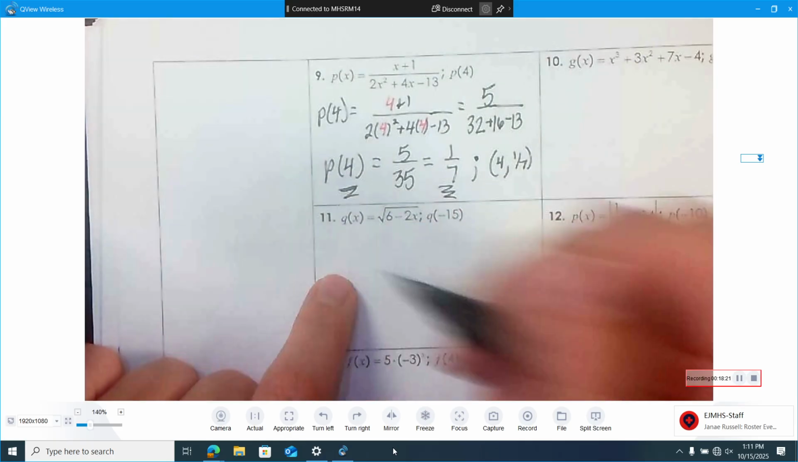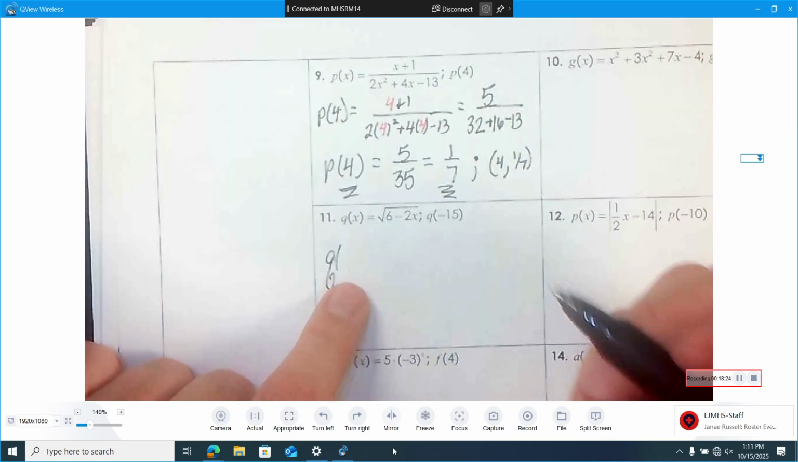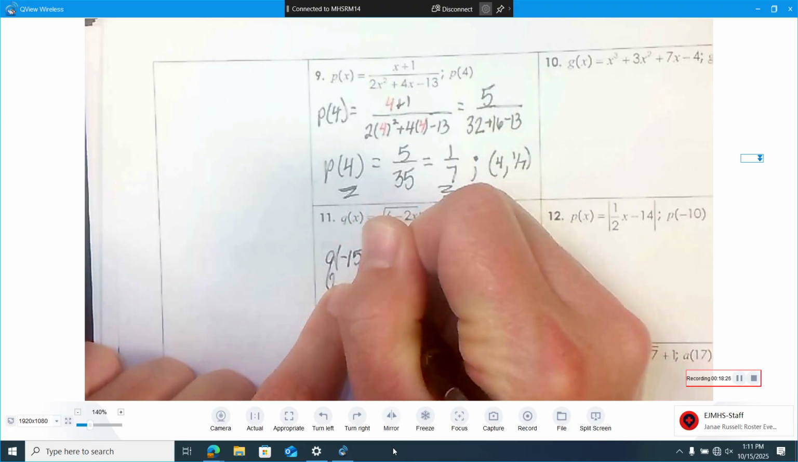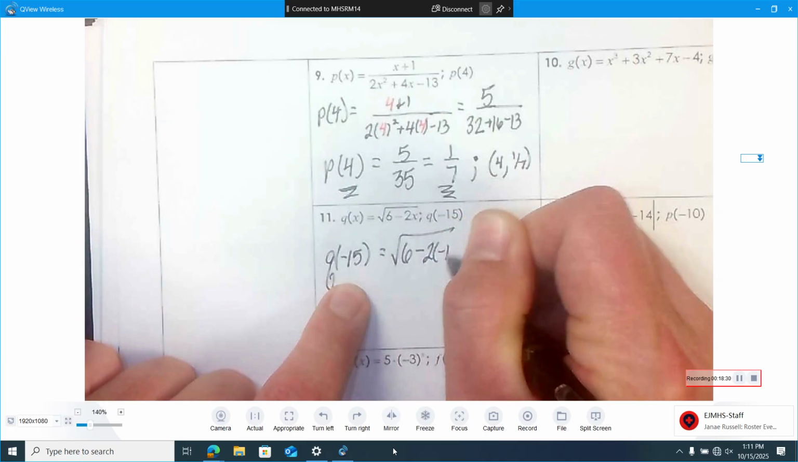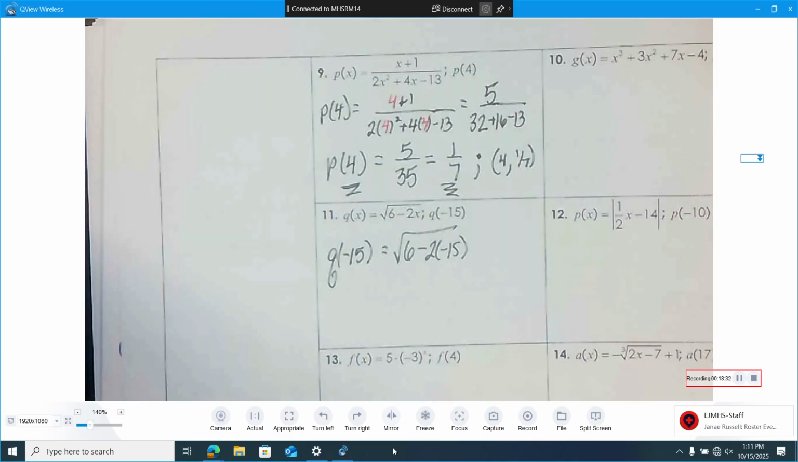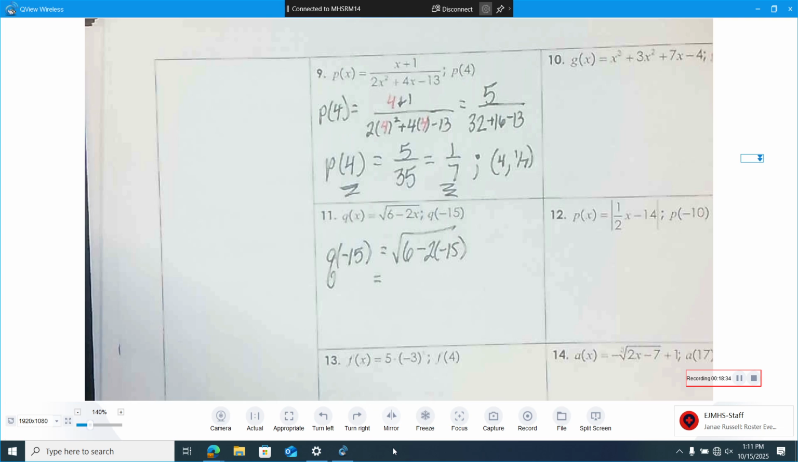All right, Q of x. We want to do Q, and what are we plugging in? Negative 15. All right, so I have the square root of 6 minus 2 times negative 15. Let's see, what do we have to do first?